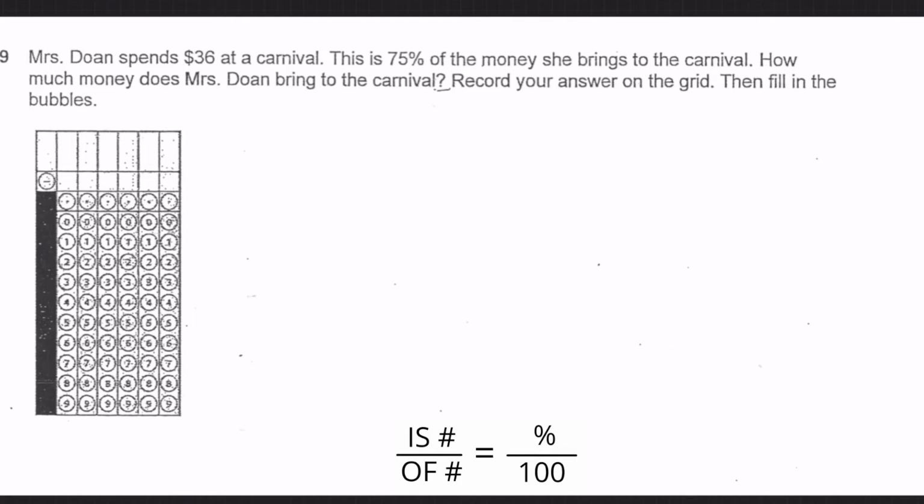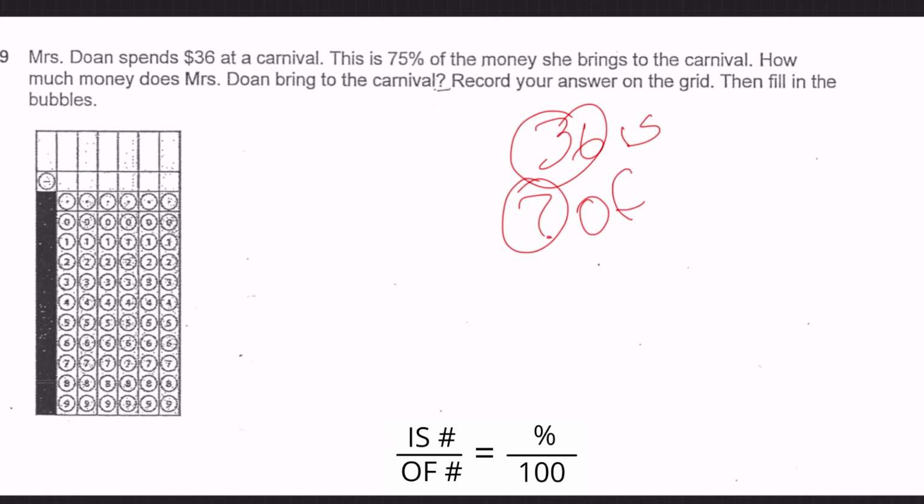All right, so let's figure out the numbers we have here. We know that she spends $36. So that is the amount that she spent. What is that 36 of? How much did she bring total? We don't know. So for the of number, that's a question mark. And then for the percentage, we have 75%. So this is a percent question, and we can solve that using our is of percent formula.